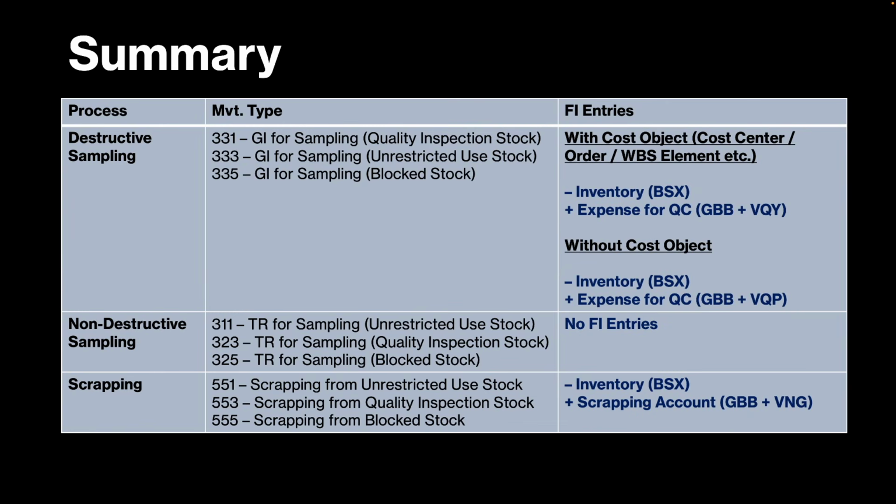So this is the summary of everything that we discussed today. We discussed all these three processes, that is destructive sampling, non-destructive sampling, and the scrapping process. I have mentioned all the movement types and the FI entries which get posted against all these three processes.